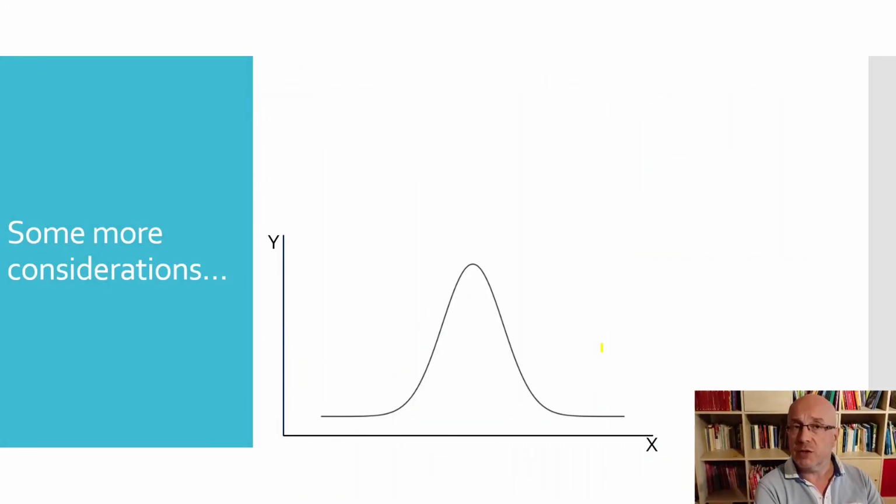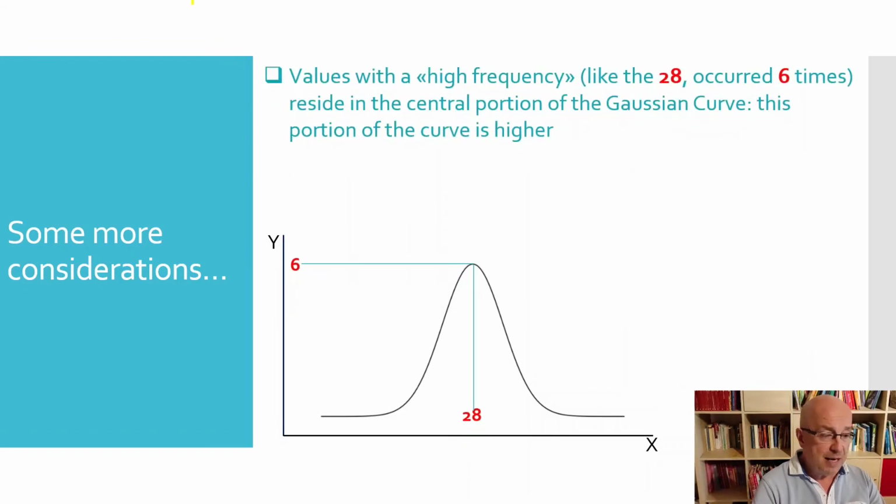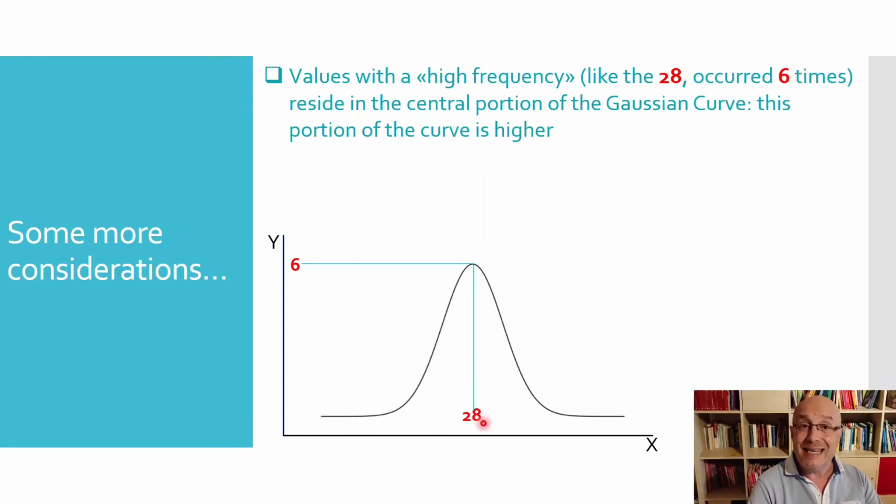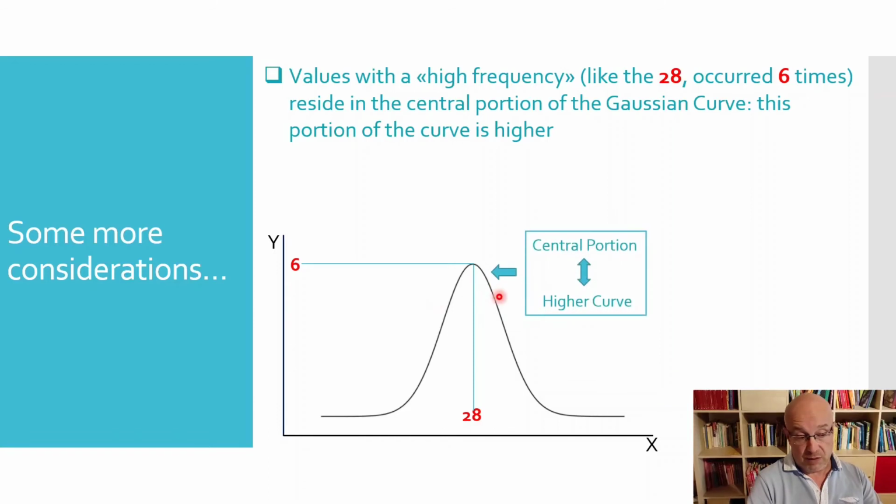Well, let's make some more considerations about the Gaussian curve. Values with a high frequency, like the 28 that occurred 6 times, because there were 6 bags with 28 M&Ms, so it is a high frequency, reside in the central portion of the Gaussian curve. This portion of the curve is high. You can see that this is the central portion of the Gaussian curve, and in this portion the Gaussian curve is very high.